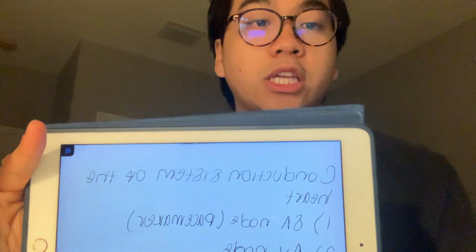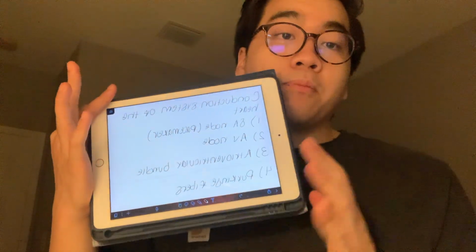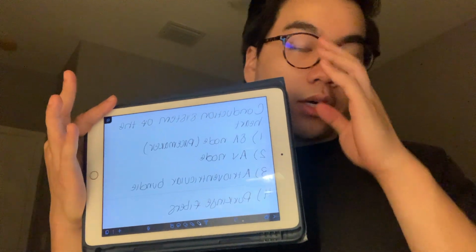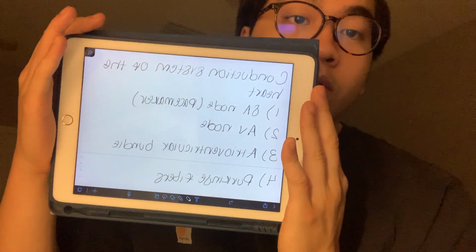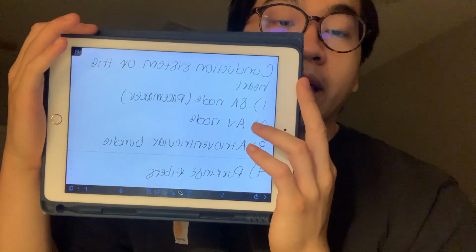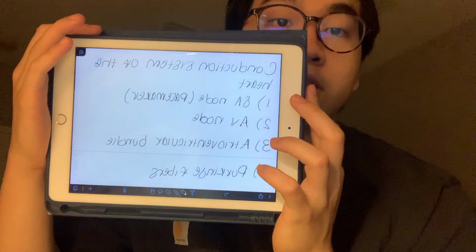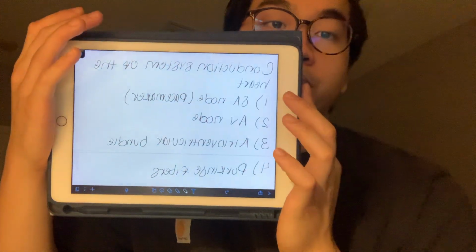Moving on, we're going to be talking about the conduction system of the heart. We have 4 different parts that contribute to the conduction system of the heart. We have the sinoatrial node, or the SA node. We have the atrioventricular node, or the AV node. We have the atrioventricular bundle, and we have the Purkinje fibers.